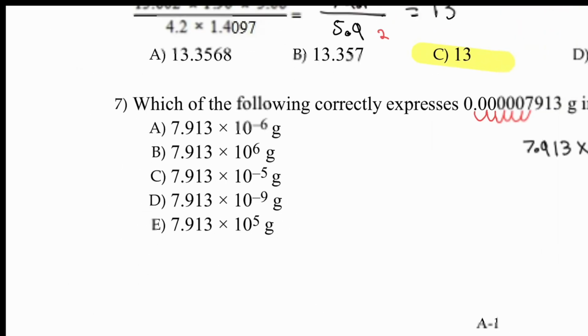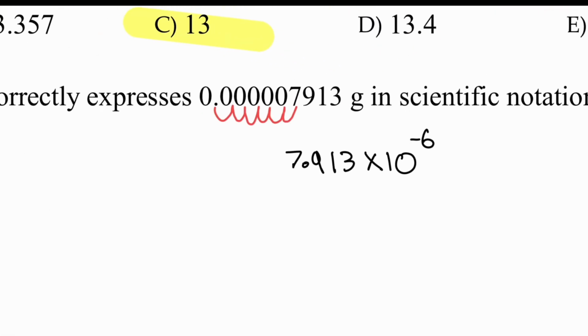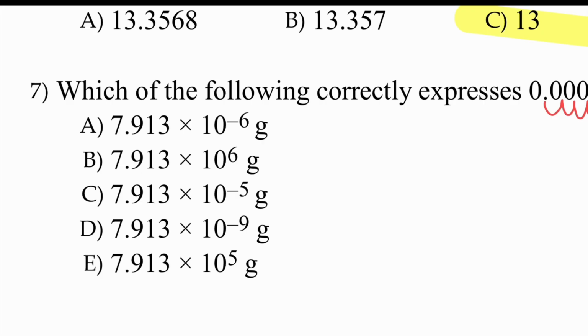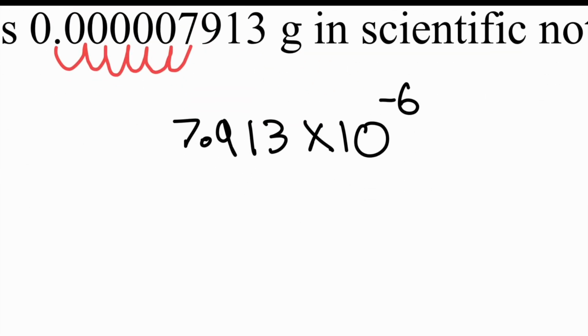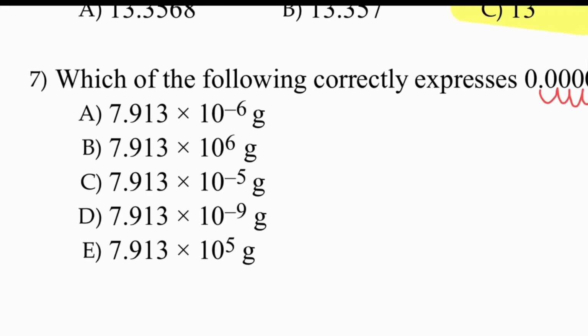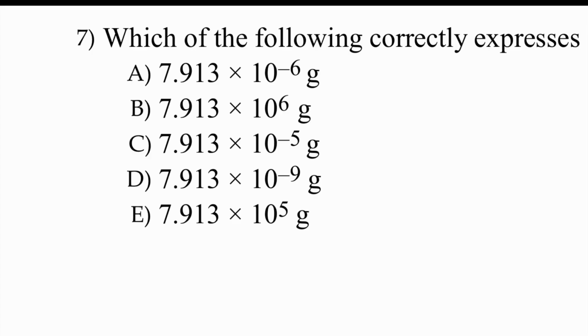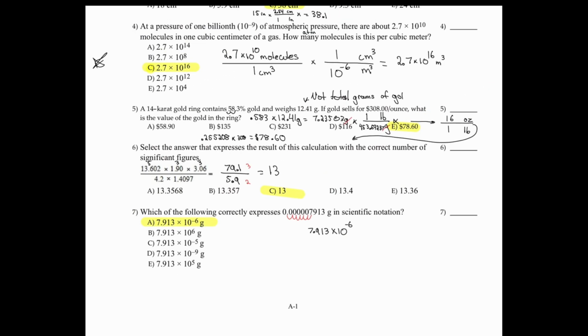If you wanted to see whether it's going to be positive or negative, let's look at these answer choices. If you were given this one and you said 10 to the 6th, that means your decimal would go this way: 1, 2, 3, 4, 5, 6. Ignore the 7. It would get a bigger number. This one means we would get a smaller number than 7.9. So our answer choice is going to be A. Great work.